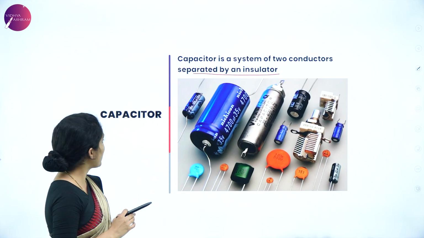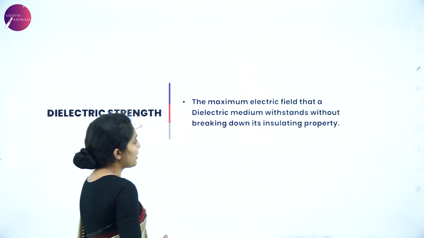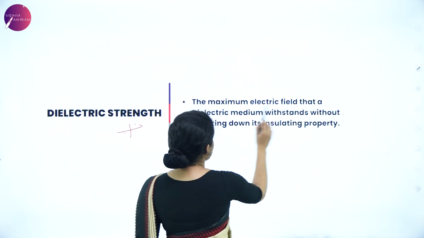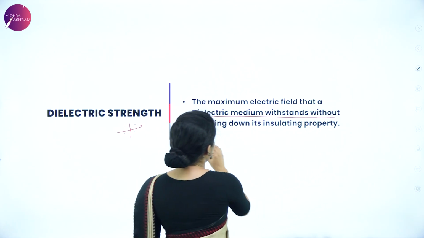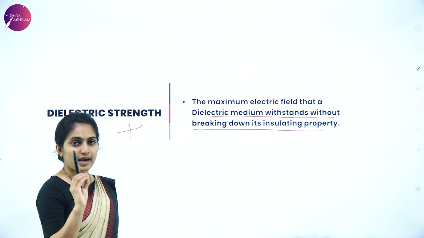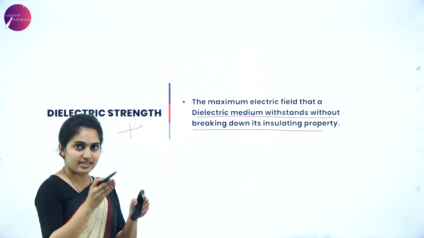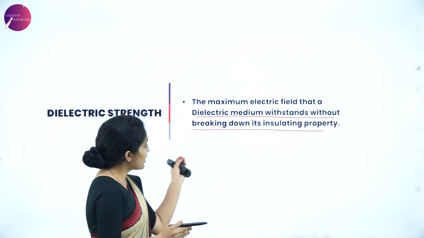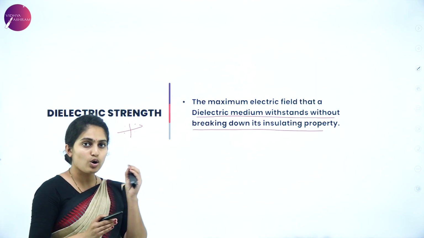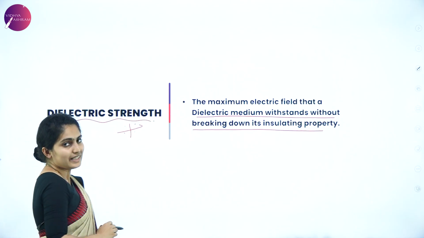Next you have dielectric strength, which is one of the most important questions as well. It is the maximum electric field that a dielectric medium withstands without breaking down its insulating property. The dielectric acts as an insulator, and the maximum field it withstands without breaking its insulating property is called the strength of the dielectric.